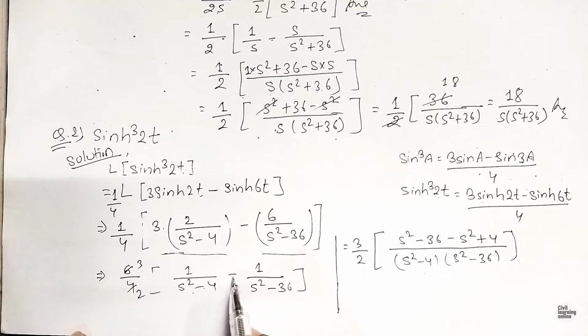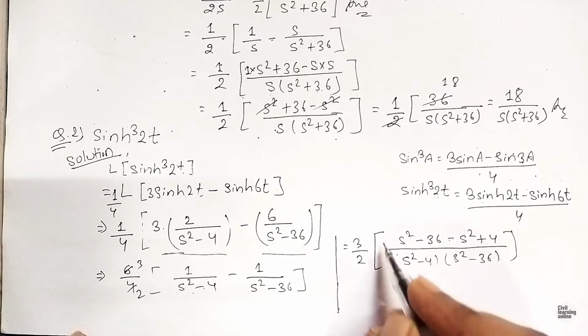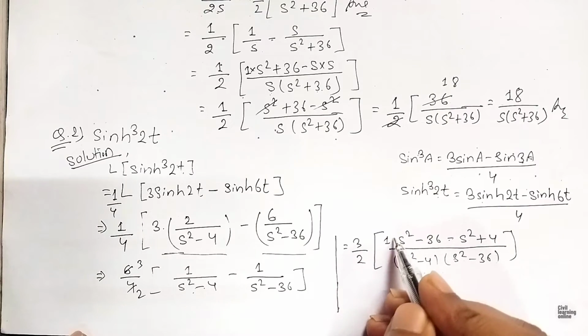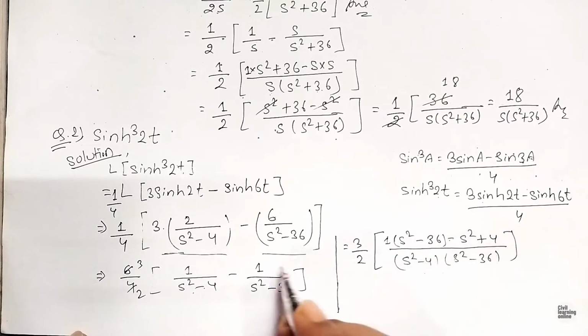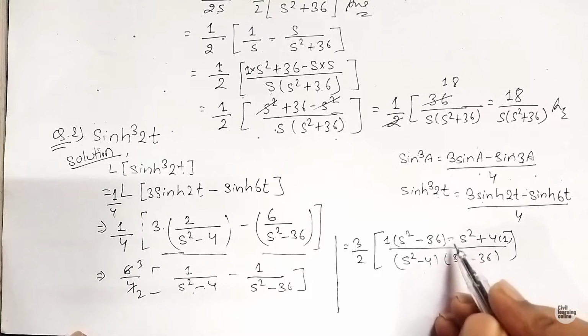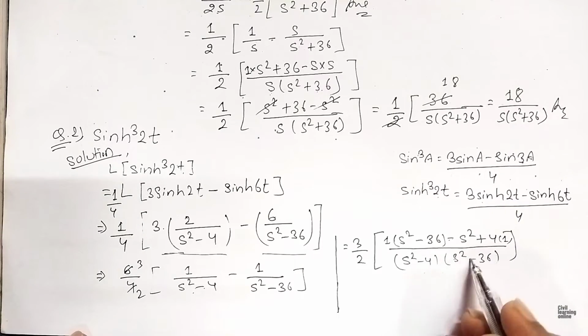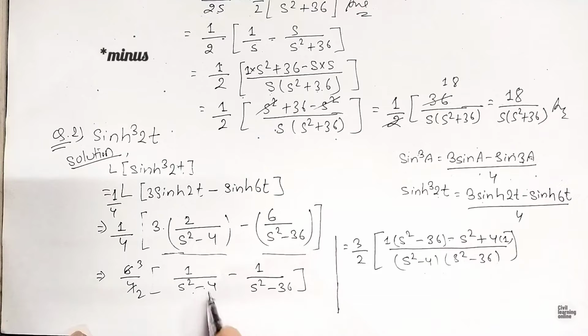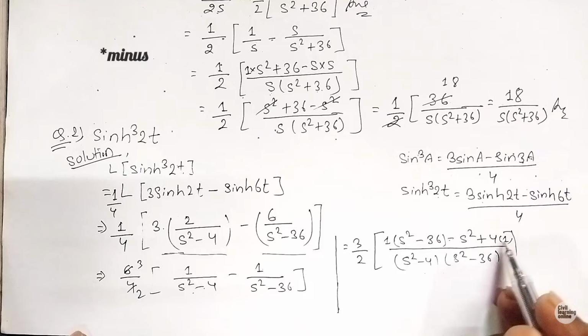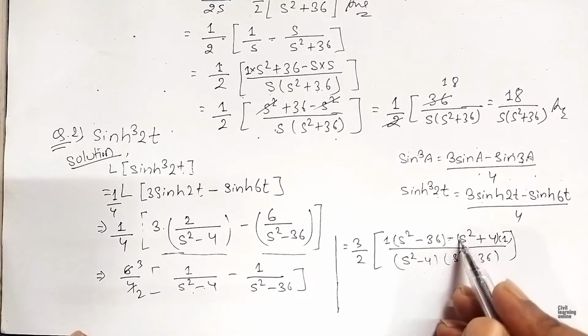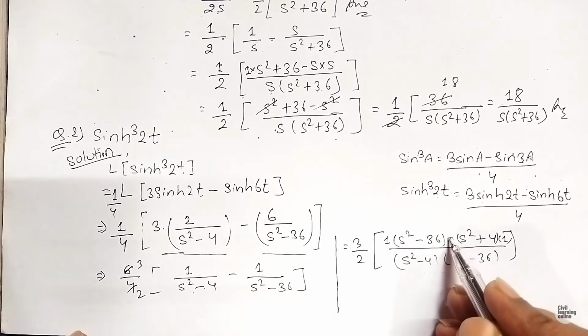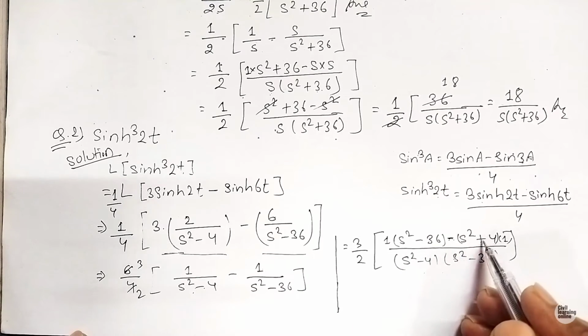I wrote it here, and there is a minus sign here. What we are doing is multiplying this one by this term, and here also we are multiplying this one by s square plus 4. And why s square plus 4? Because we divide these by s square minus 36, the remaining is s square plus 4, and the remaining is multiplied with the numerator, and the numerator is 1 here, so we have multiplied s square plus 4 with 1. Now this minus sign changes the sign here.